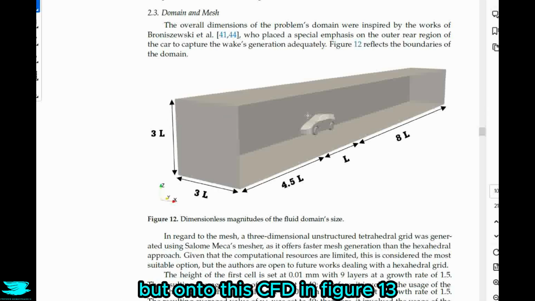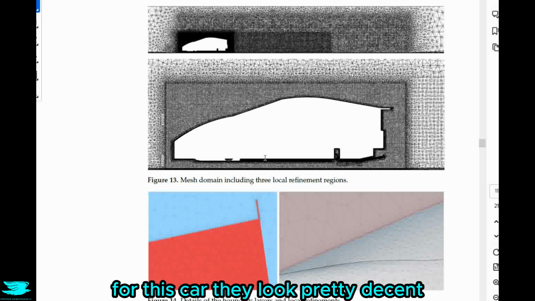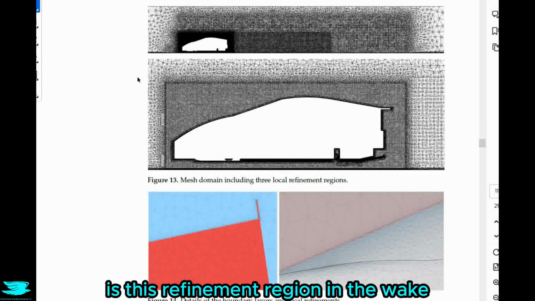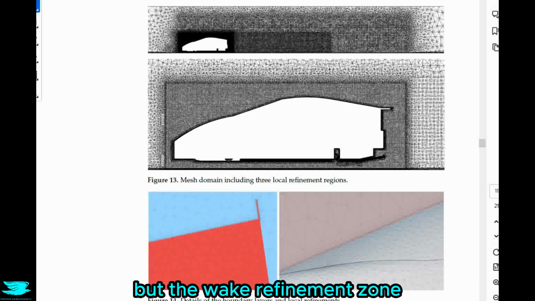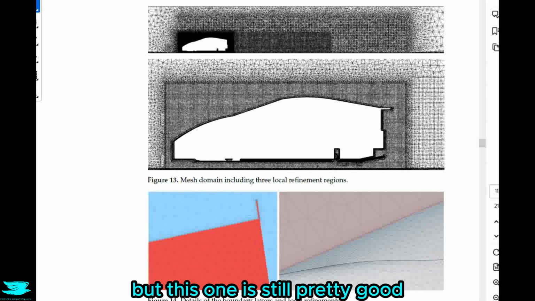But onto this CFD, in figure 13, we can see the refinement regions around this half model car. They look pretty decent. So the car itself sits in the most refined region here, and then there is this refinement region in the wake. The general standard for the automotive industry is pretty close to this, but the wake refinement zone should be about the same fineness as the zone around the car. But this one is still pretty good.